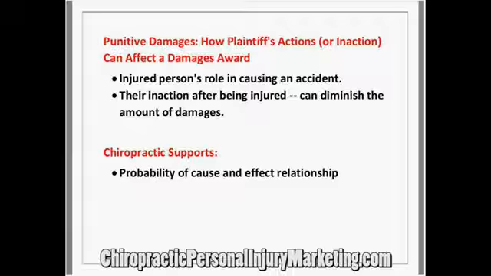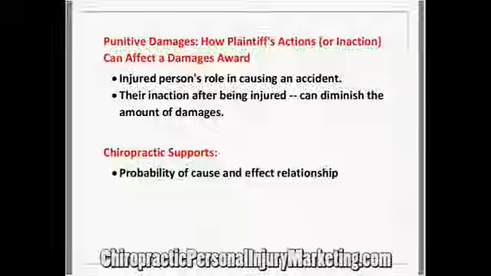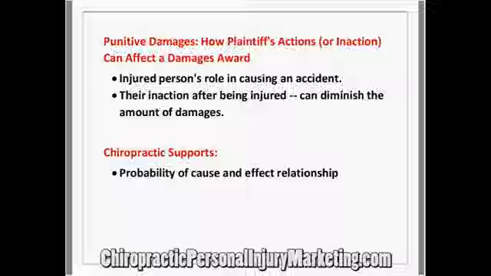So if the person doesn't seek care, that can hurt the case. If they don't seek care and to be evaluated, it can diminish the amount. In other words, they're showing neglect for themselves, which leads to a permanent injury. And if you think about it, that makes sense. And so that will hurt their case. But you need to document and be aware of these things.